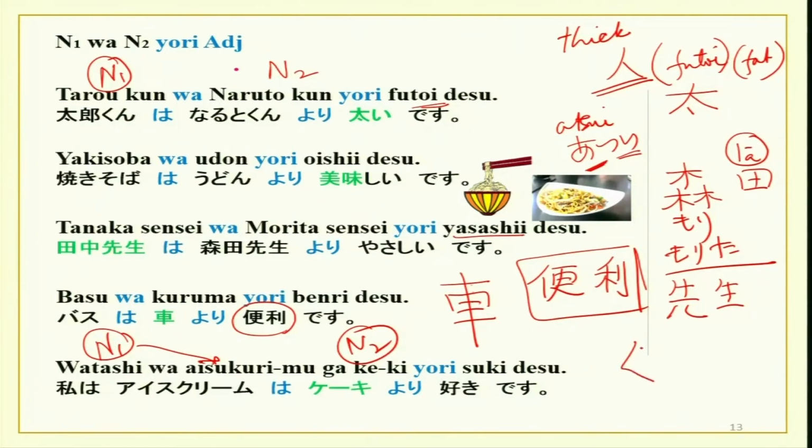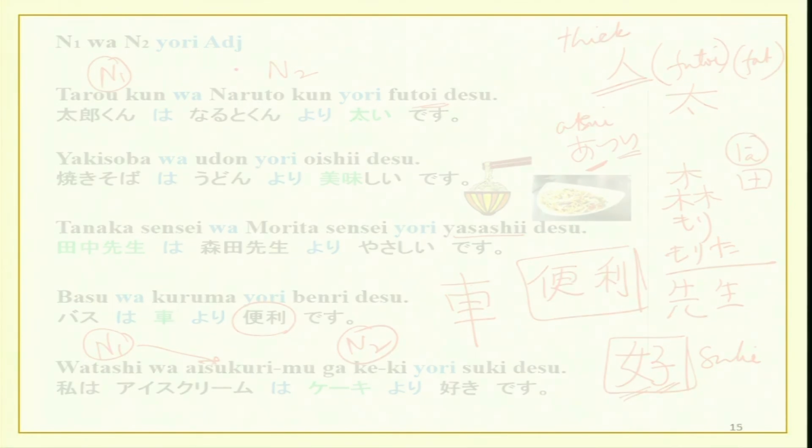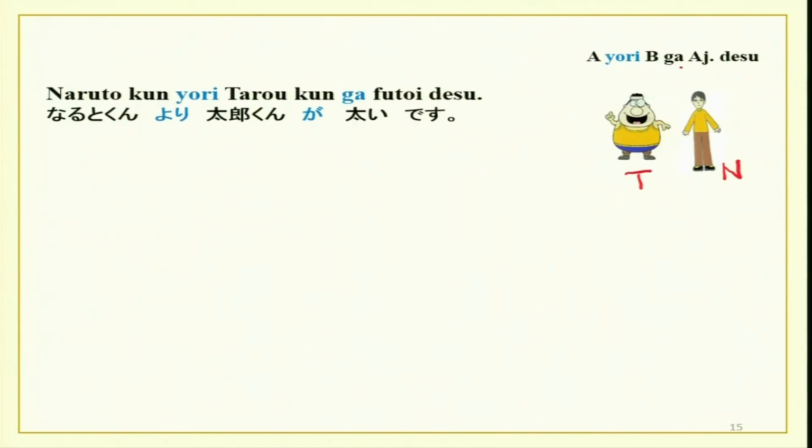Now suki over here, you just now did onna no hito and then this is kodomo. If you put it together, it becomes suki, which is that mother likes the child most. Now, even when the order changes, the meaning remains the same as you will see just now. So, to understand it simply, we can say that you just show preference with emphasis. And how do you do that? Well, let us see. A yori B ga adjective desu. So, the moment you put ga, you are putting emphasis, as you already know or can see what you are saying. You have some knowledge, so it's a fact. So, Naruto-kun yori Taro-kun ga futoi desu.